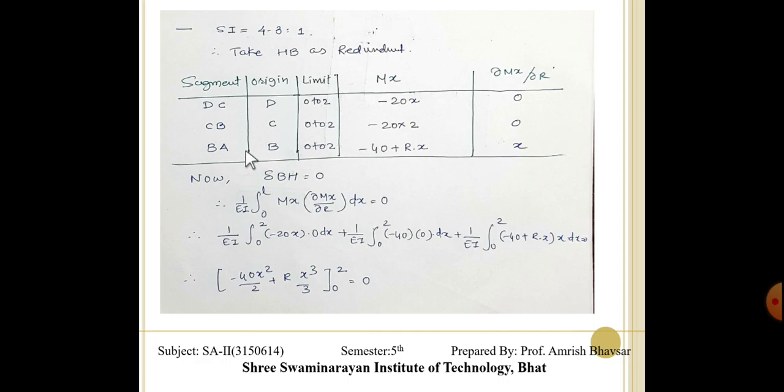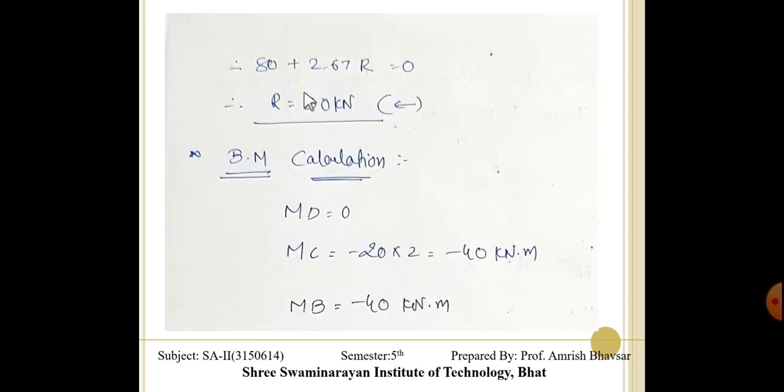So our consideration is that the deflection at the support is 0. So 1 upon EI, integration 0 to L, M_x del M_x upon del R dx is equal to 0. Now we have to multiply these two. That's why 1 upon EI integration 0 to 2 of minus 20 x into 0, plus 1 upon EI integration 0 to 2 of minus 40 into 0, plus 1 upon EI integration of minus 40 plus R into x, dx. So these two are 0, only we have this one. So the integration of this is minus 40 x squared by 2 plus R x cubed by 3, limit 0 to 2. This is the simple integration process that you know. So what is done over there? 80 plus 2.67 R is equal to 0.